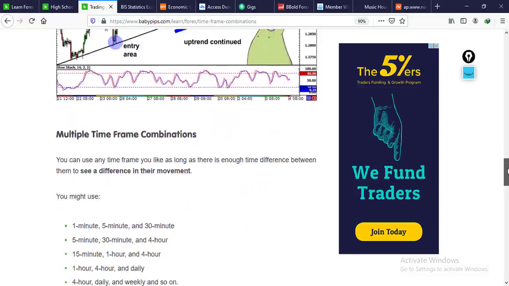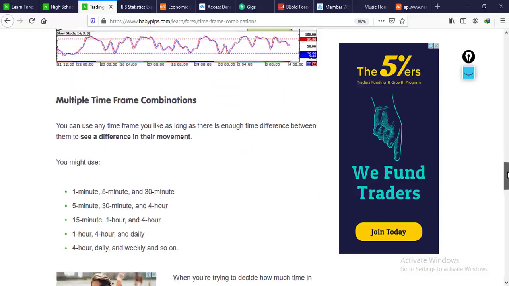Now the multiple time frame combinations, okay, these can help you to position yourself very well as a professional trader. You can use any time frame you like as long as there's enough time difference between them to see a difference in their movement. You might use 1 minute, 5 minutes and 30 minutes. You might use the 5 minutes, 30 minutes and the 4 hour. You might also use the 15 minutes, the 1 hour and the 4 hours, which is my favorite.